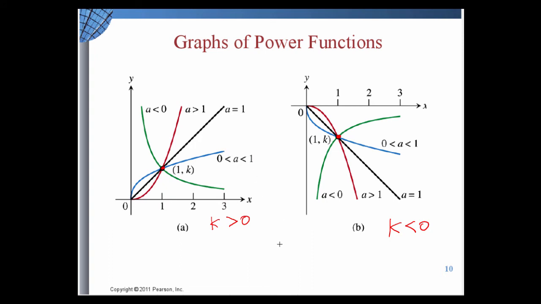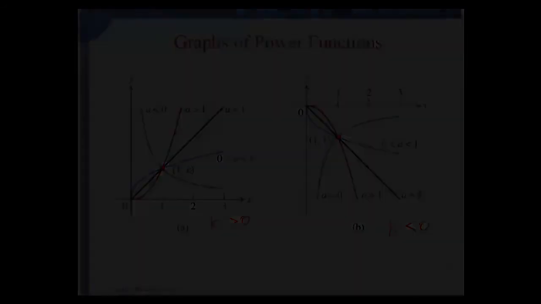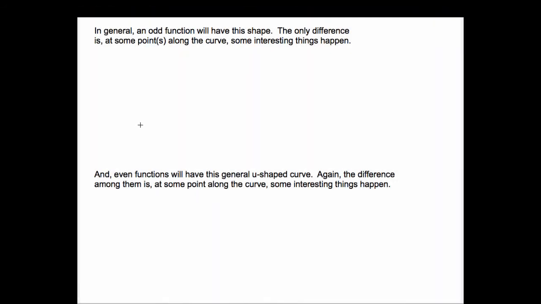Okay, x to the first power, that's linear. So in general, an odd function will have this shape, like this, or like this. All right, every odd function. Now, the only difference is, at some point along the curve, some interesting things happen. Okay, here we have straight lines, but those are odd functions. Linear functions are odd. All right, but an odd function could also look like this.